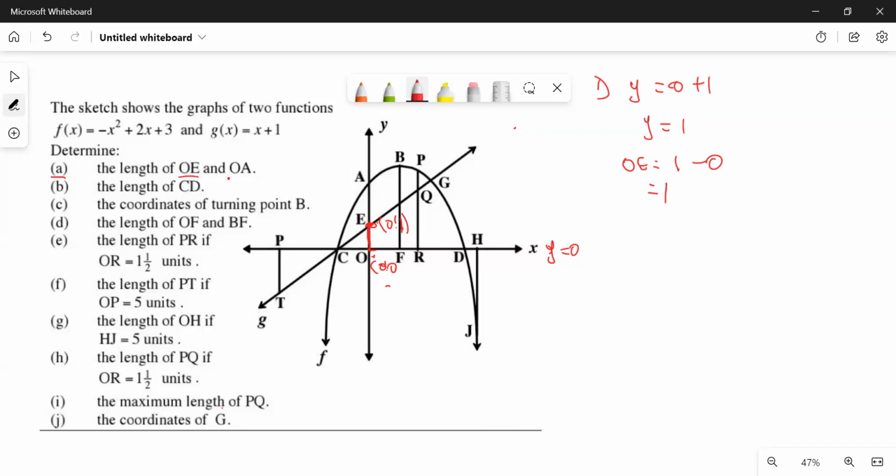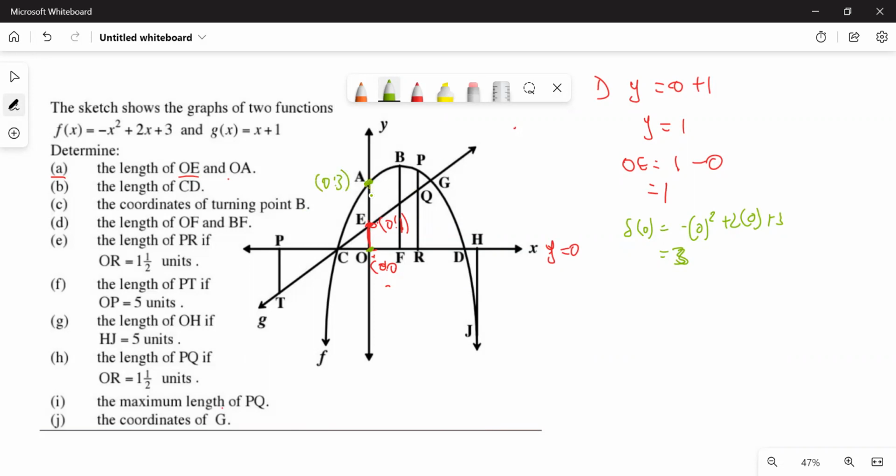Now, what else do they want? They want the length of OA. OA is this one. So you want the coordinates of A, and you know the coordinates of O again. So how do you get the coordinates of A? You are going to use f of x. So you'll say you have f of 0. Everywhere you see x, you're going to put 0. And then you have minus 0 all squared plus 2 multiplied by 0 plus 3. You are going to have 3. Then the coordinates of A are 0, 3.